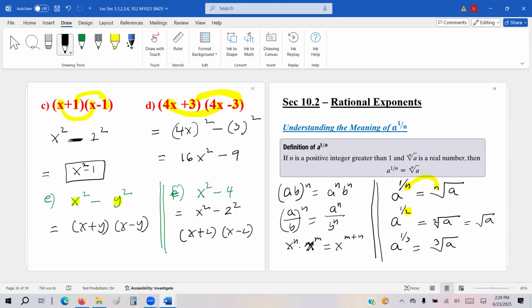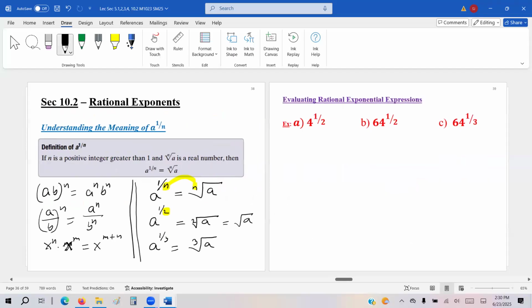And you can go the other way around. If you have a radical, you can rewrite it using a fraction power. So they go both ways. What about a to the 4/3 power? Would that be the same?